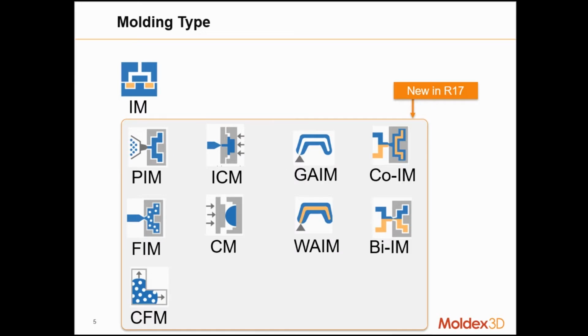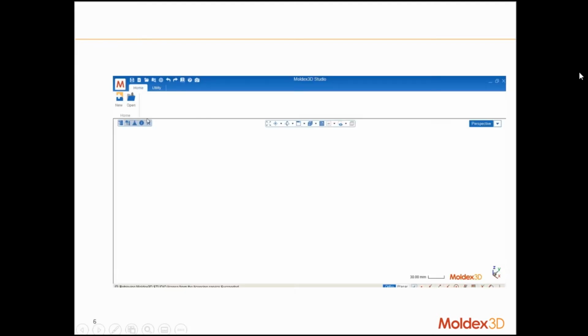And in R16, the Studio only supported injection molding, and now in R17 we support most of our advanced processes, like powder injection, injection compression, gas assisted injection, foaming process, and co-injection and bi-injection. And how to open those advanced processes? Let's see a demo.